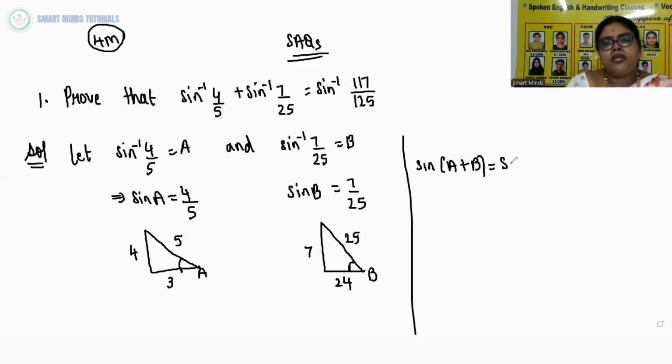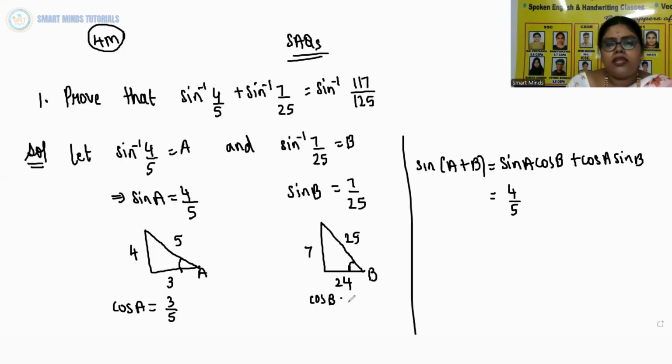What is sine A plus B? Sine A cos B plus cos A sine B. Now sine A is 4 by 5. And from the first figure, what is cos A? Cos A is adjacent by hypotenuse, that is 3 by 5. And from the second figure, what is cos B? Again adjacent by hypotenuse, that is 24 by 25. So cos B is 24 by 25, plus cos A is 3 by 5 and sin B is 7 by 25.